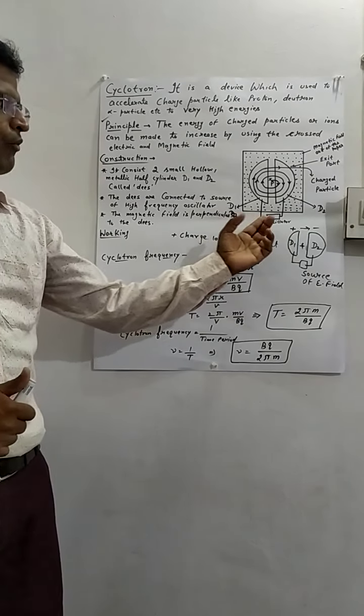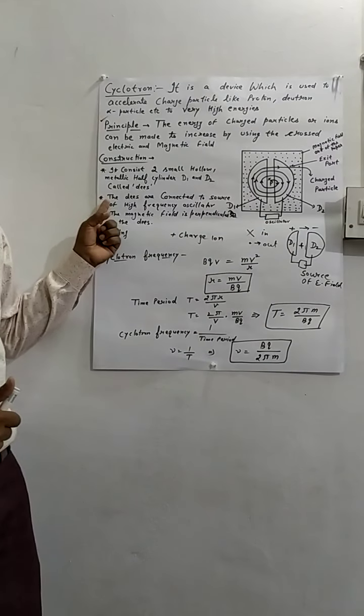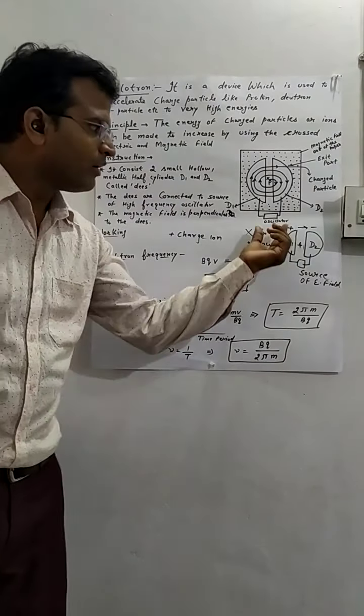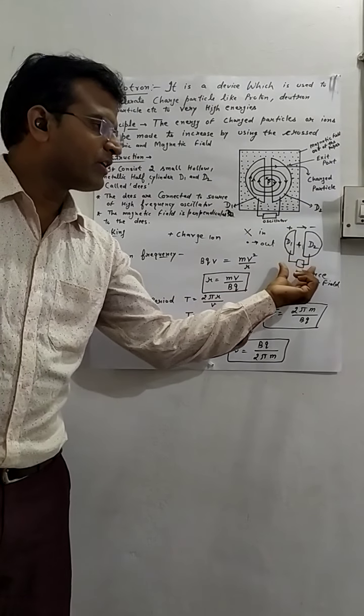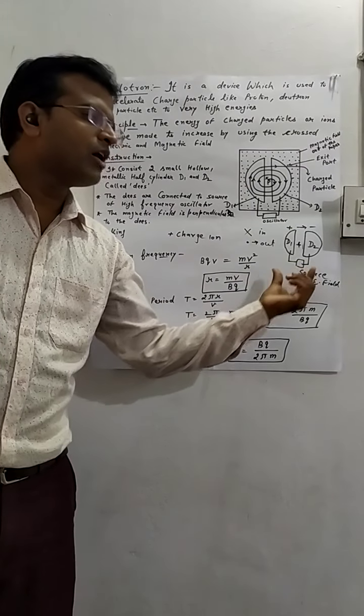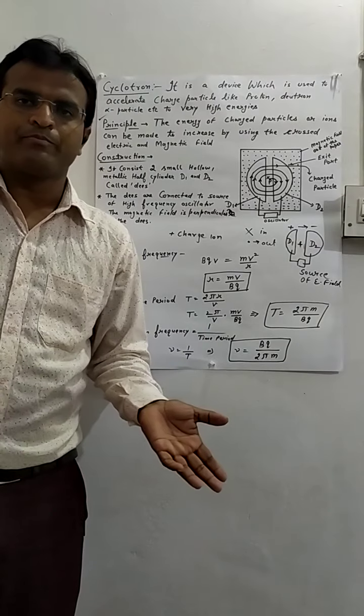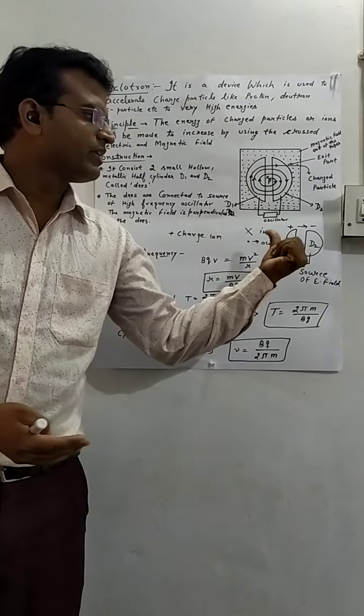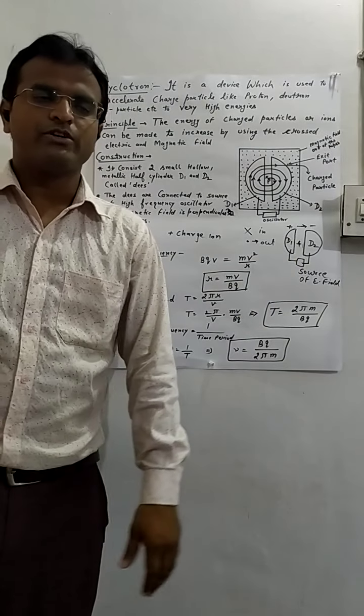But we use the word oscillator. The Ds are connected to a source of high frequency oscillator. What is the function of the oscillator? The function of the oscillator is to reverse the polarity after some time. If D1 is positive, D2 is negative. After some time, D1 is negative and D2 is positive.